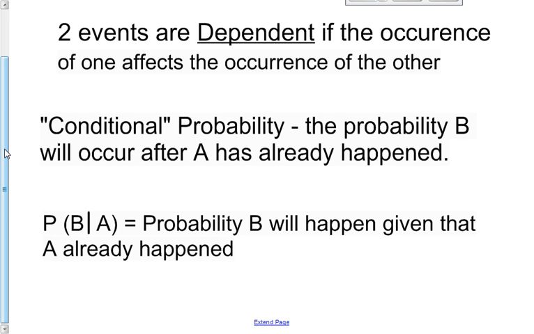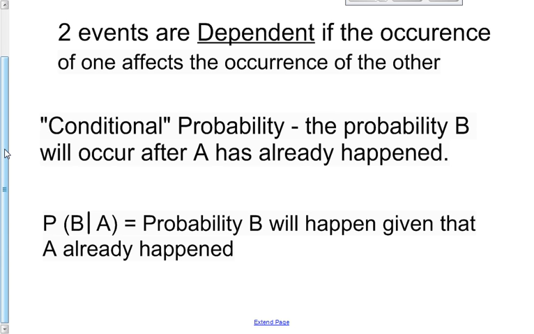The probability that B will occur after A has already happened. The easiest example I can give you for something like this would be picking a card out of a deck. If I choose one card and stick it in my pocket and then I choose another card, I no longer have 52 cards in the deck, I'm down to 51. So the probability of drawing a particular card the second time is now different because I kept the first card in my pocket, versus choosing a card, looking at it, and putting it back in the deck.